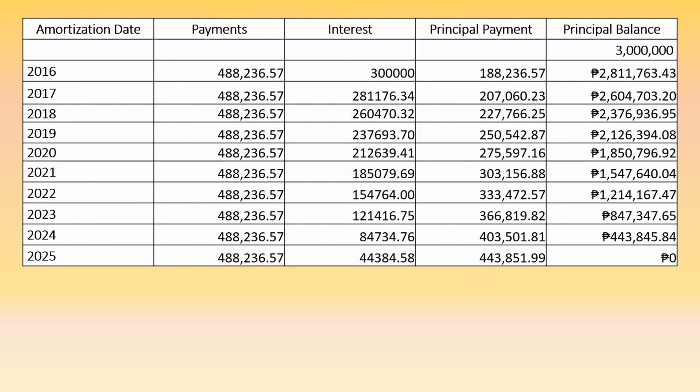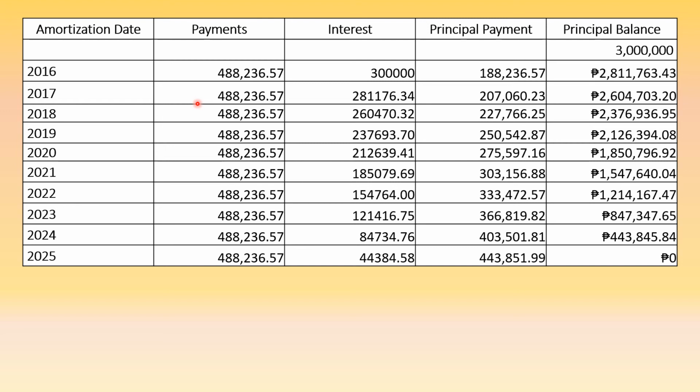Let us discuss the steps in constructing the amortization table for equal regular payments, wherein the principal and interest are combined. First, find the payment at the end of the period by using the formula C is equal to the present value of an annuity divided by our PVIFA. Based on our computation, we have 488,236.57 pesos.